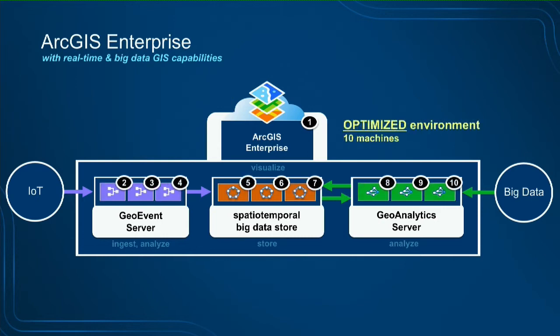And then an optimized environment for both of these might look something like this, where we have a multi-machine site for GeoEvent, a multi-machine site for geoanalytics, and a big data store that consists of about 3 nodes or so. And so this is about 10 machines to deploy this. And so this becomes a bit challenging to set up and install and do things with.